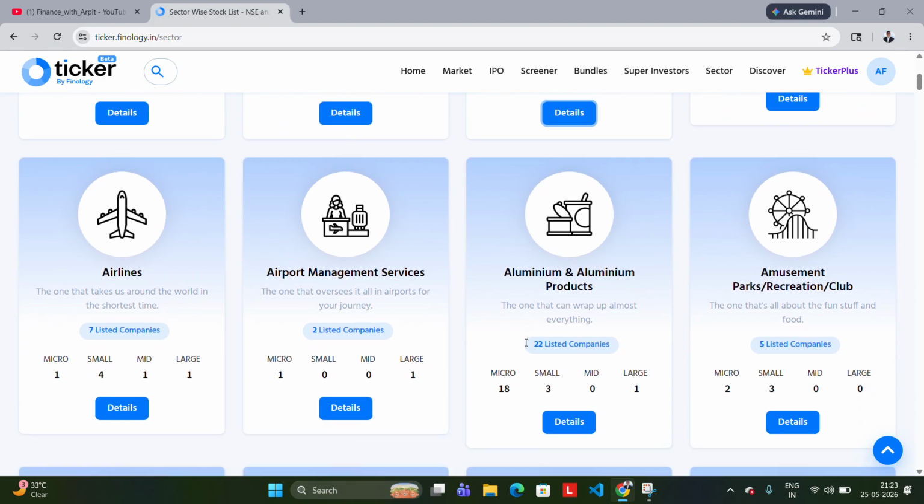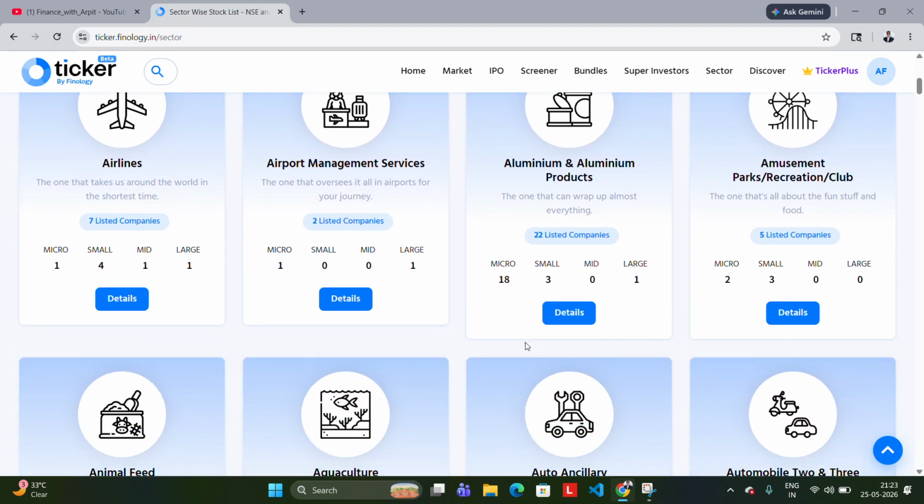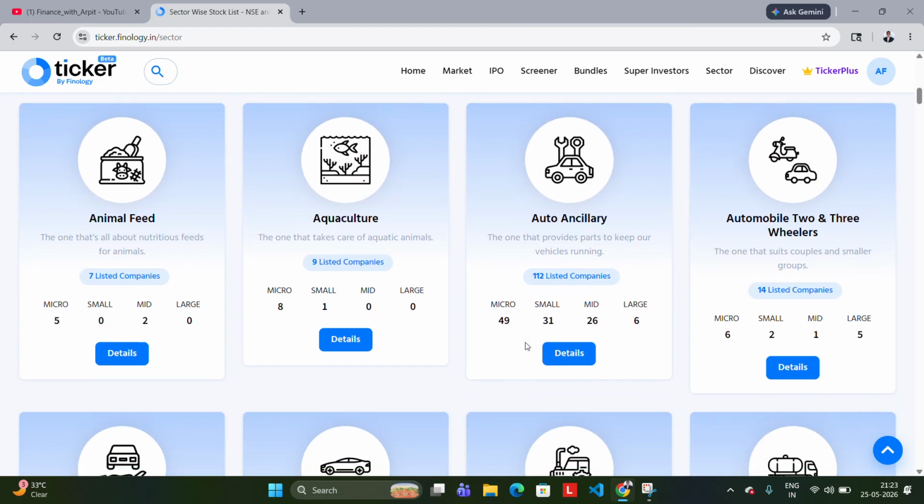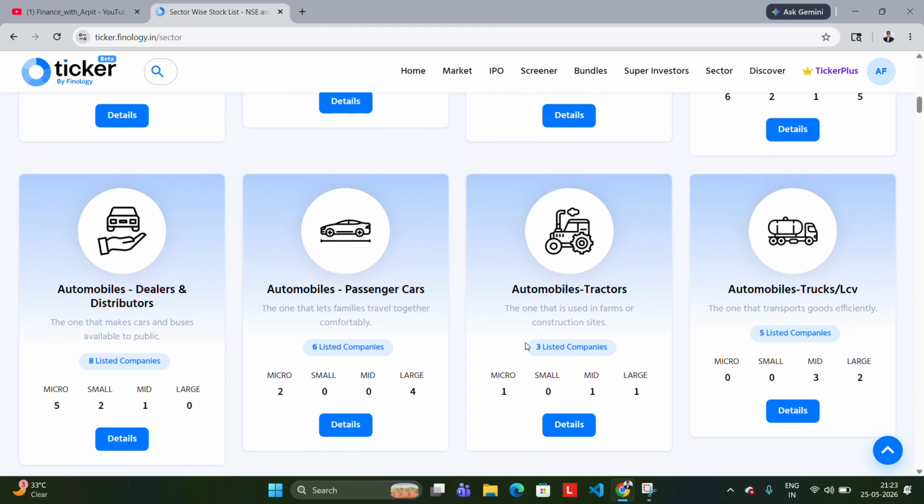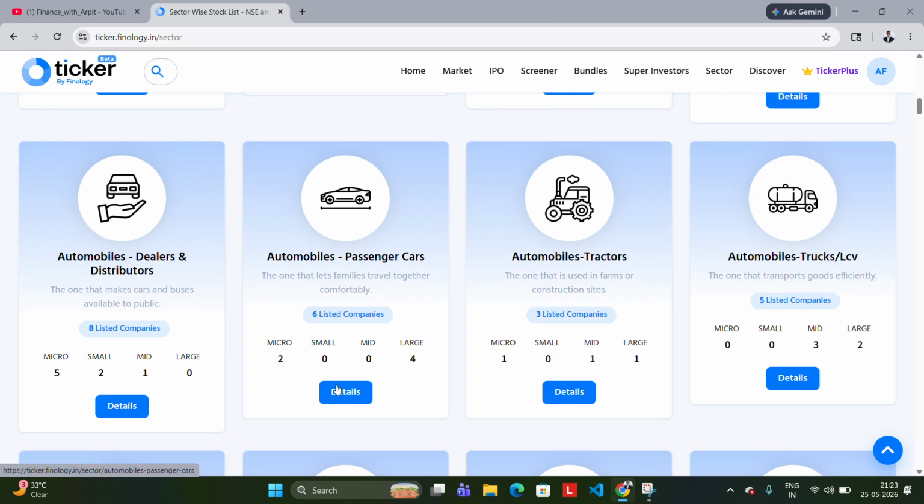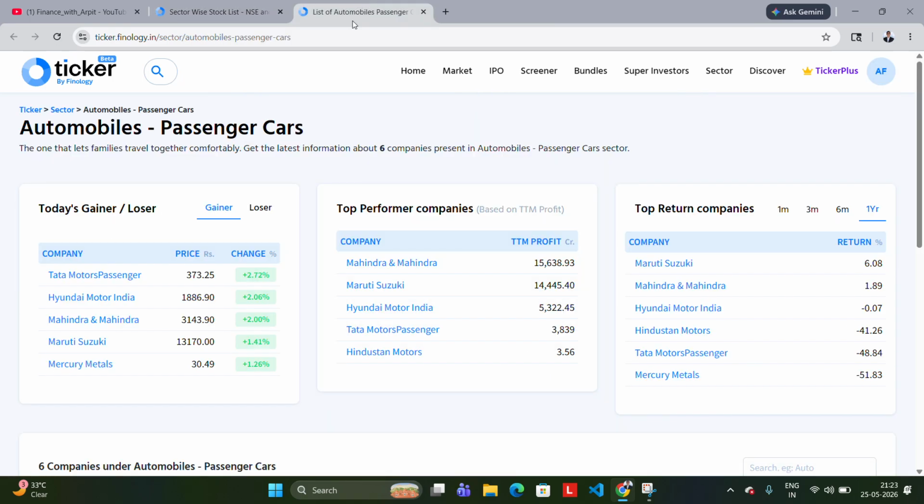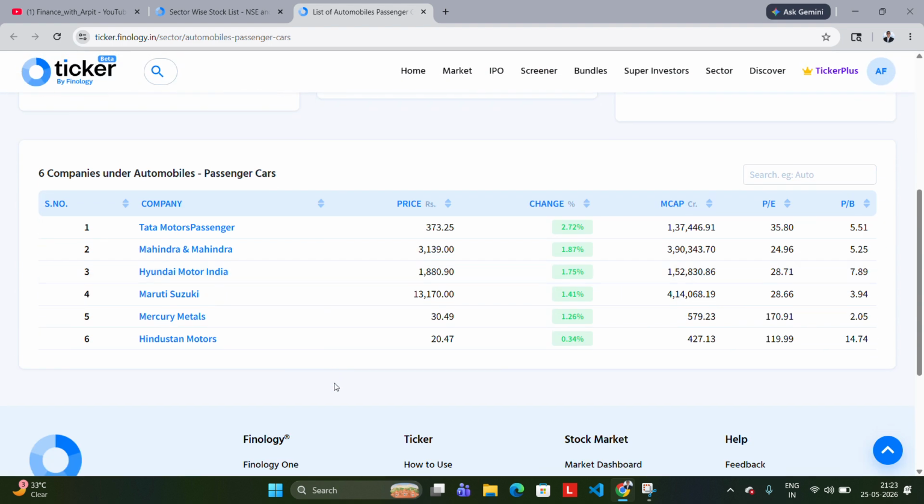So let's go to any other sector. Wait a minute. Yeah, the automobile industry has come. So let's go with the passenger cars. We have many companies here, right? As you all know, according to the PE ratio, we should consider the top four companies.